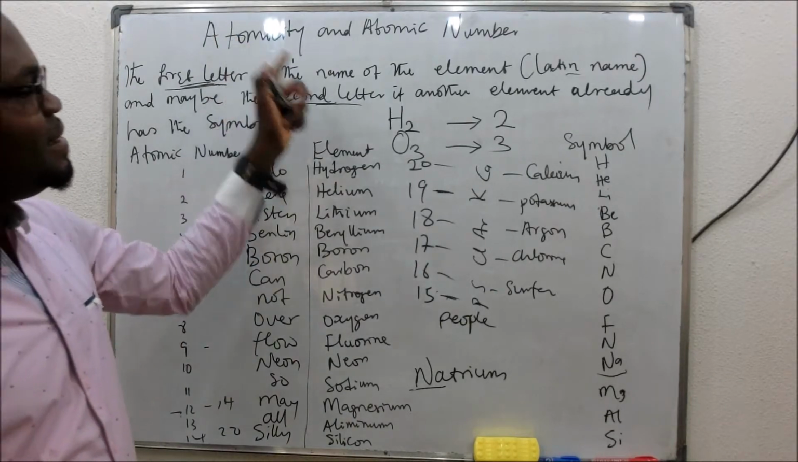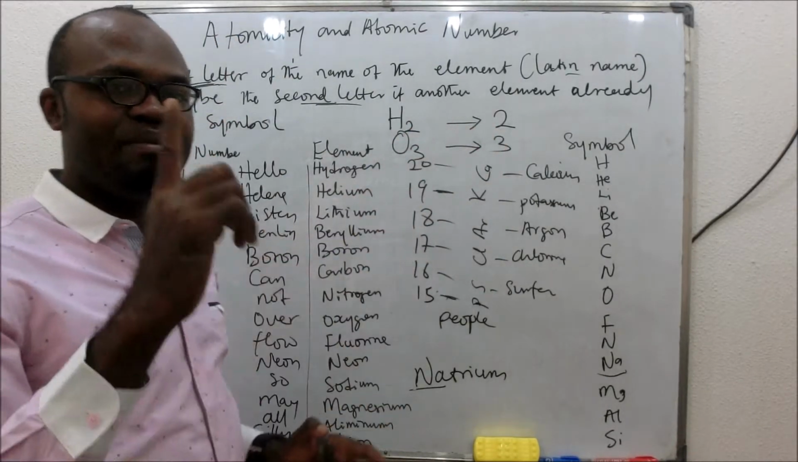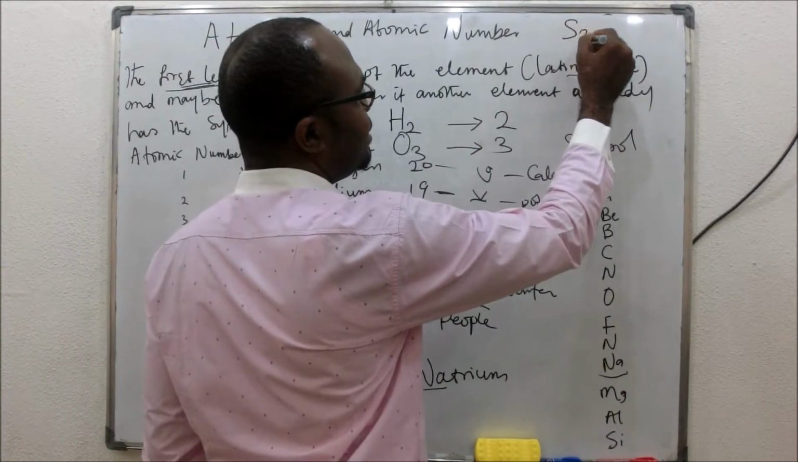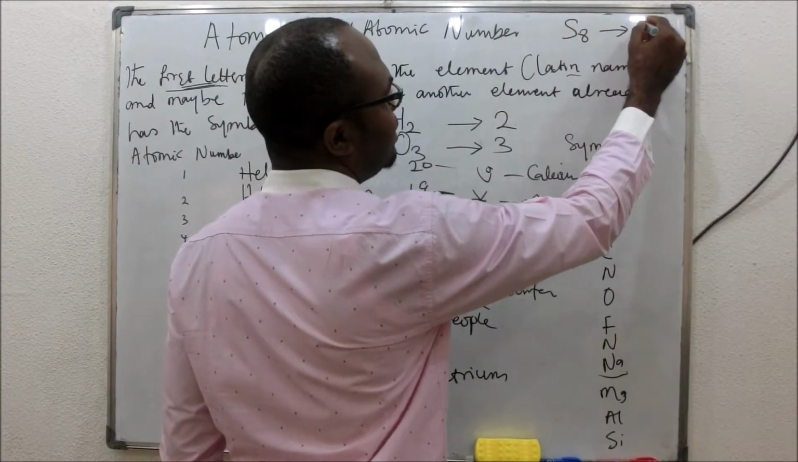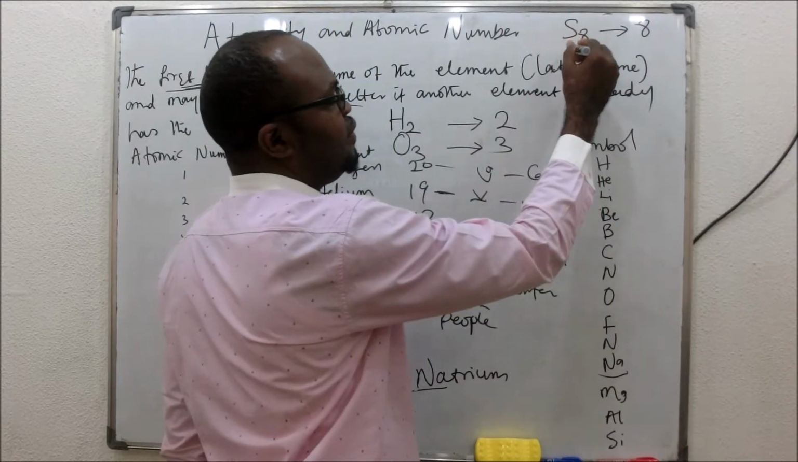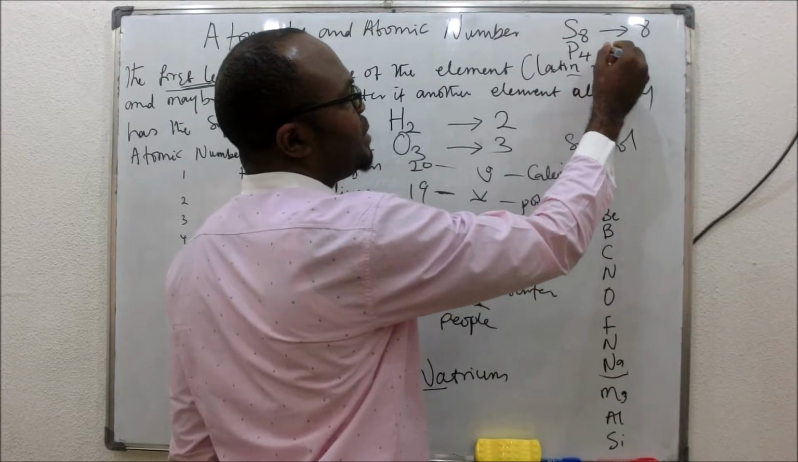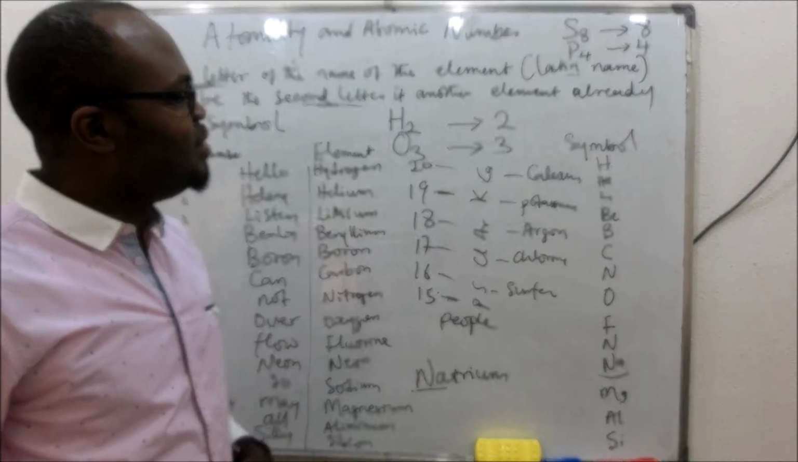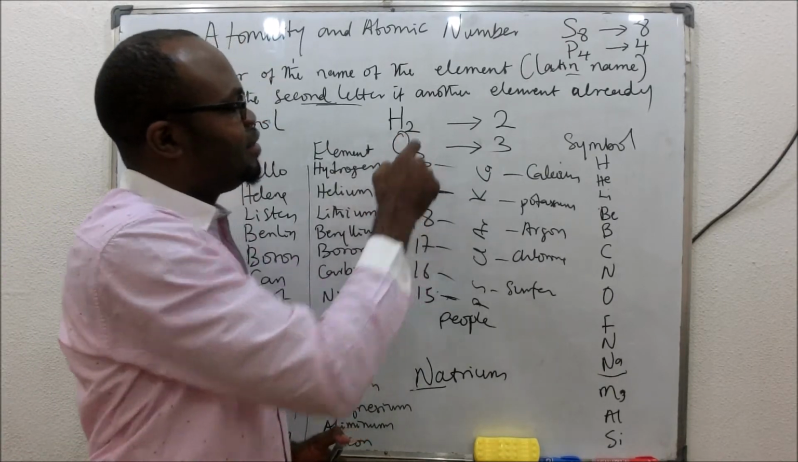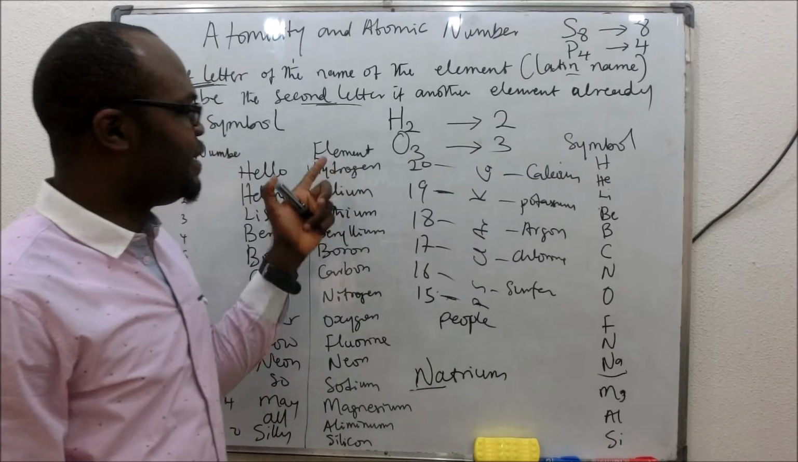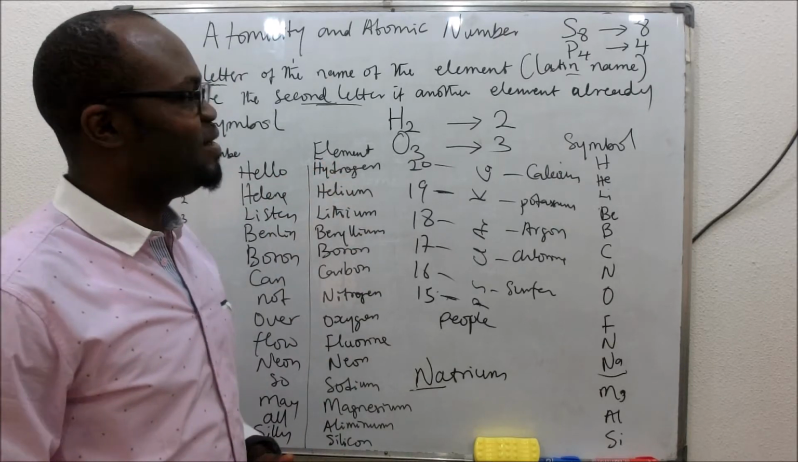So atomicity is simply the number of atoms in one molecule. Very, very important. If you have this molecule S8, the atomicity is 8 because there are 8 atoms of sulfur in this very molecule. If you have this molecule P4, the atomicity is 4. So you can easily infer the atomicity by looking at the subscript, the number subscript to the symbol of the very element. So that's where we're going to be stopping today.